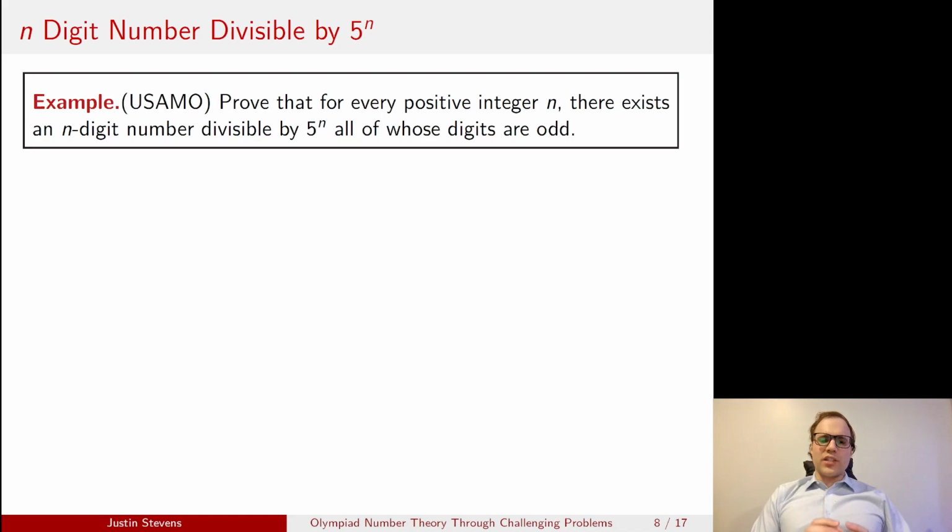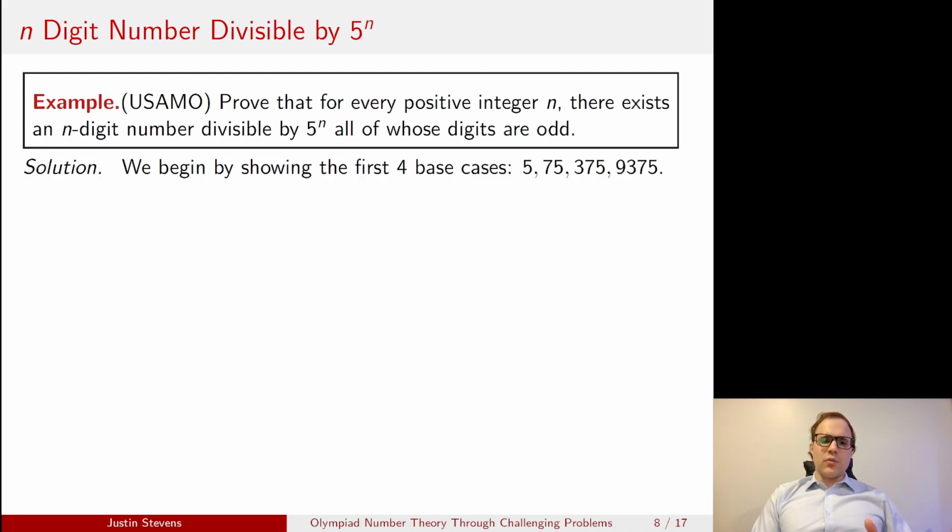Where I would start with a challenging problem like this is to see if it is true for small values of n. So I'm going to try it for n equals 1 to begin with, and I'm actually going to do this for several of the first base cases. For n equals 1, I find the number 5, because 5 has all odd digits. For n equals 2, I need a multiple of 25. 25 doesn't work, 50 doesn't work, but 75 works. For n equals 3, I need a multiple of 125, and 375 fits the bill.